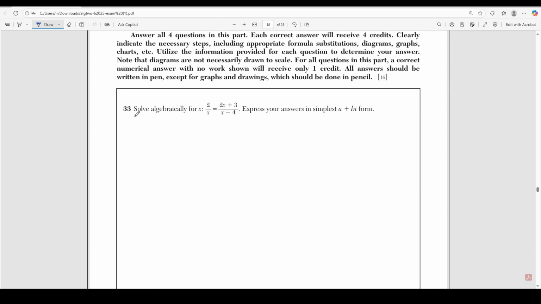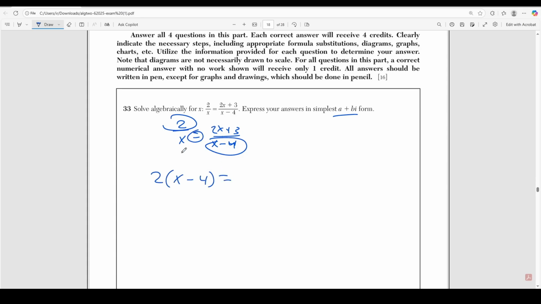It asks us to solve algebraically for x and to express our answers in simplest a plus bi form. What we have is 2 over x equal to 2x plus 3 divided by x minus 4. We can always cross multiply: whenever you see two fractions equal to one another, cross multiply. So that's 2 times x minus 4, and then we write the equal sign.